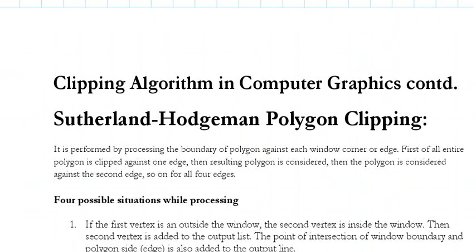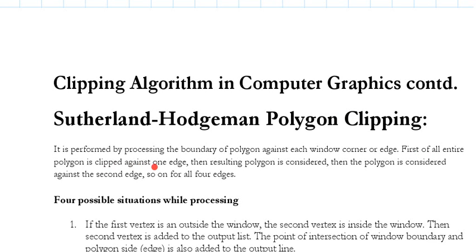So in general terms, Sutherland-Hodgeman polygon clipping algorithm is performed by processing the boundary of polygon against each window corner or edge. Now, if you have carefully studied the line clipping algorithms, then this polygon clipping algorithm is not going to be much difficult for you to understand. In this case, the input is a polygon which you have to clip against the clipping window. That means you have to find out the visible portion through the clipping window.